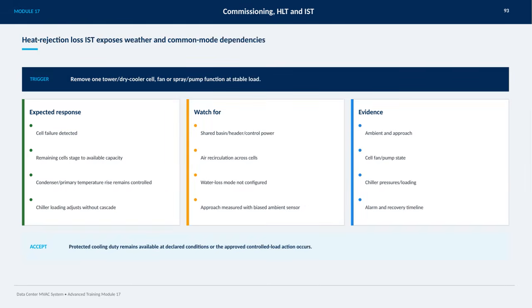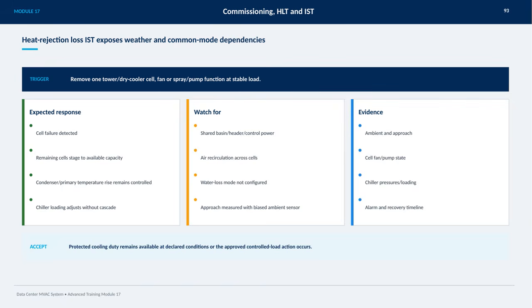On this slide, we're focusing on heat rejection loss and how the integrated system test, or IST, helps us understand weather and common mode dependencies. The key trigger here is removing one tower, dry cooler cell, fan, or spray pump function while maintaining a stable load. When this happens, we expect the system to detect the cell failure, and the remaining cells should stage up to the available capacity to compensate.